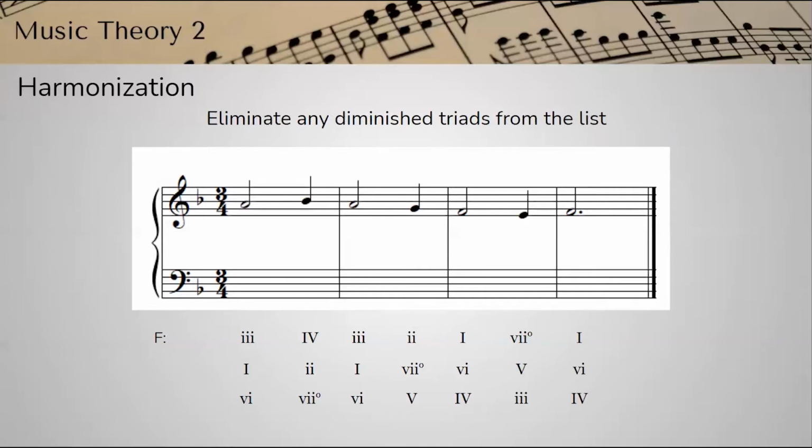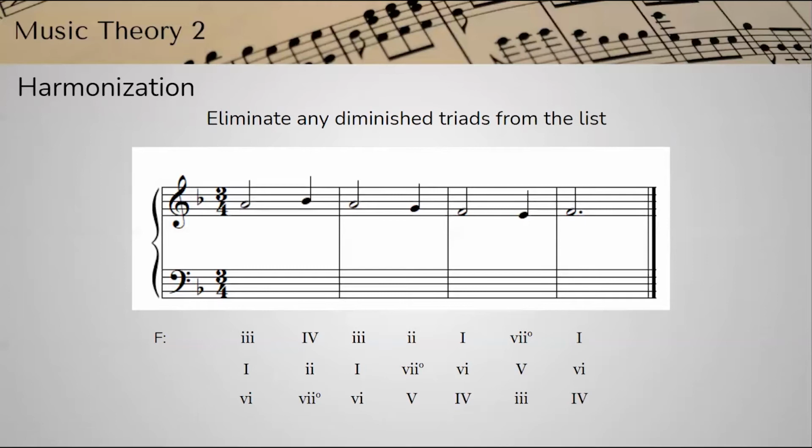Diminished triads are a little bit tricky because they only really work correctly when they are not in root position. And since we are only using root position chords, we're just going to say, don't worry about diminished triads right now. Anything that is diminished, anything that has a little circle next to it, we're not going to use.